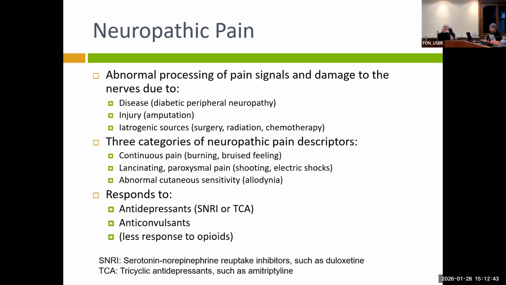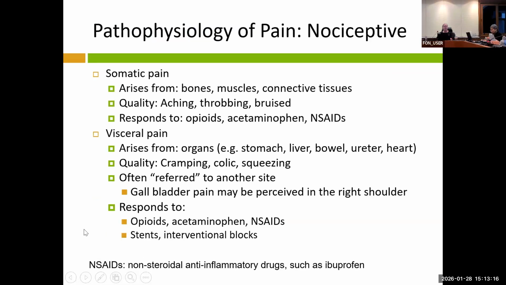So how do we treat this? It responds to antidepressants, so we look at the SNRIs or the TCAs. It also responds to anticonvulsants. The important thing to know is that opioids really don't work very well on neuropathic pain. So this is a little bit about neuropathic pain in oncology. And again, much more common with cancer.